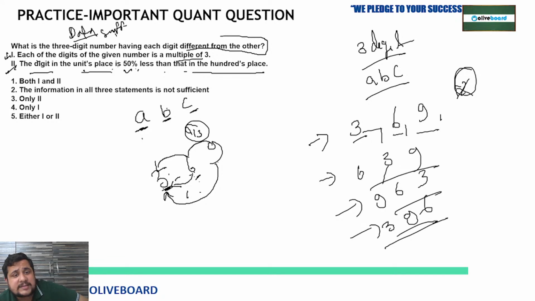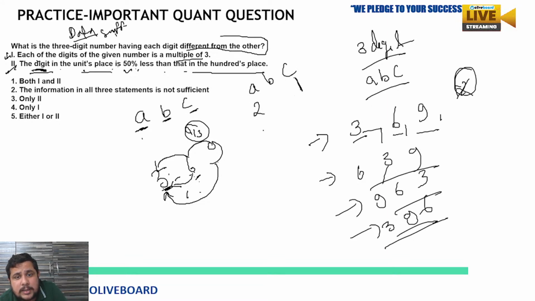So what are they saying here? They are saying just one thing. I'm not including the first statement here because this one alone is not sufficient. The digit in the unit place is 50% less than the hundreds place. So this could be any number. We can take many digits here. We can just assume A, B, C. So on the hundreds place we can place 2, so this unit digit can be 1. We can assume 4 here, so the unit digit can be 2.